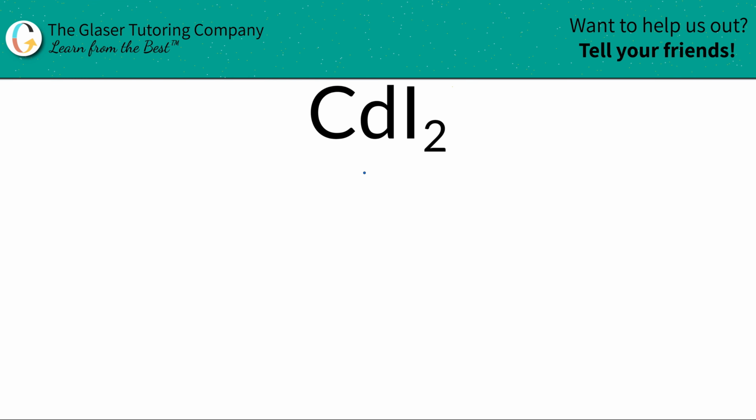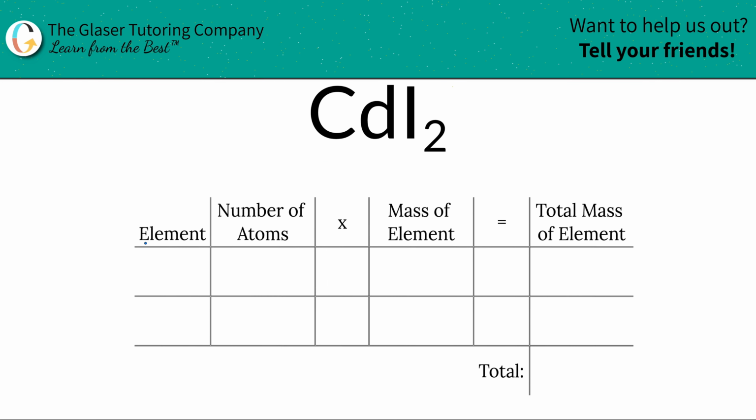So how do we find the percent composition of cadmium and iodine in cadmium(II) iodide? Well, you've come to the right place. First, we have to find the total mass of this compound, and we're going to use this table to help us out. Bam! The first thing I'm going to do is write down the elements that I see in the compound. So we see cadmium, Cd, and we see iodine, I.